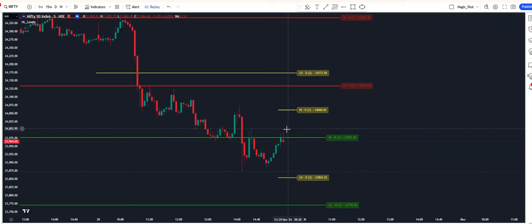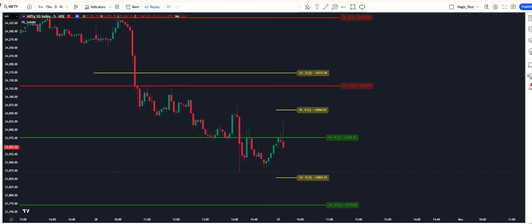and anything above this, I'm actually expecting will test this, and then there is a slight reversal. And if this crosses, then we should be able to see this is the level, right? And in case this breaks down, definitely we are going to see a much lower level, 23,775 levels, right? So let's play and try to understand what happened today, right?